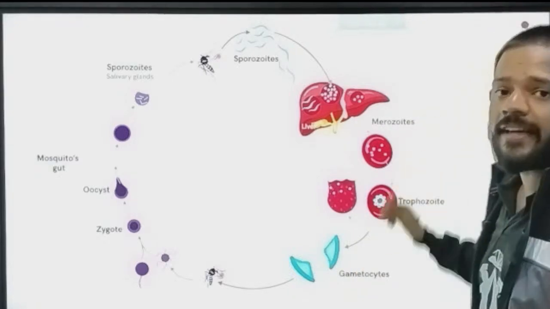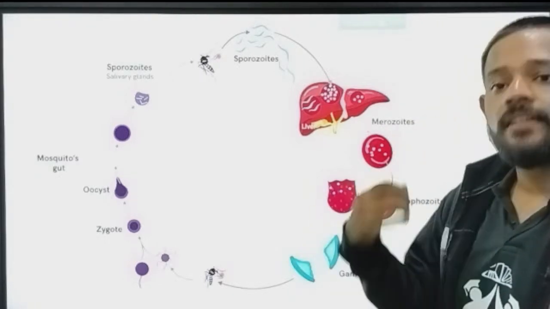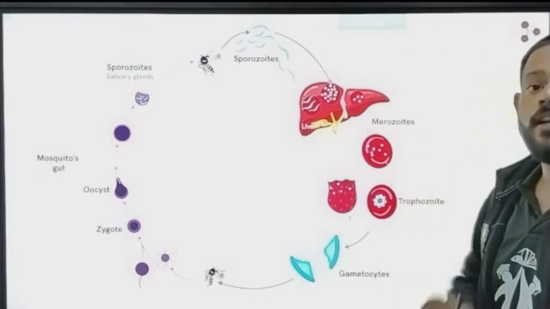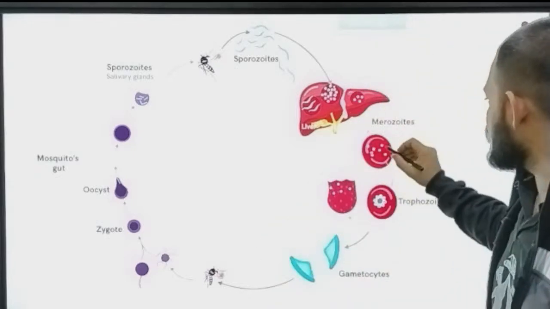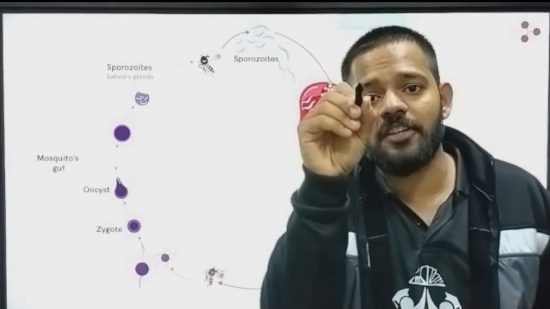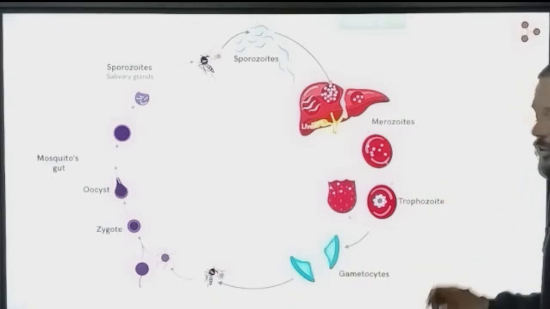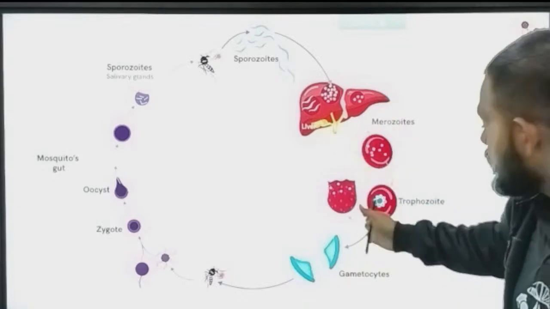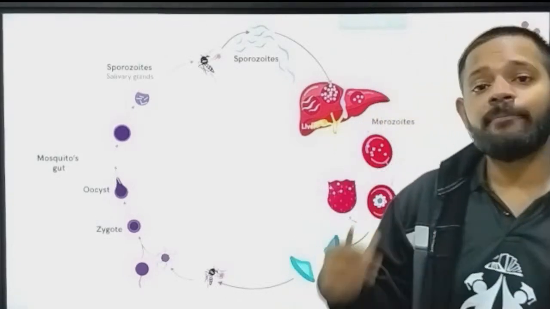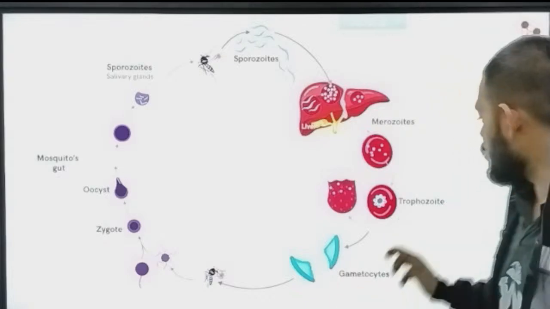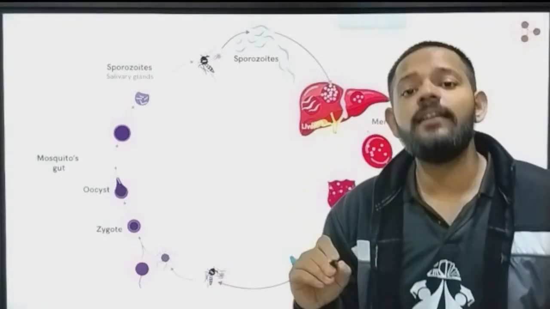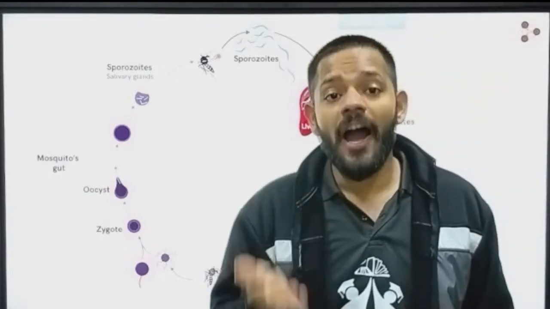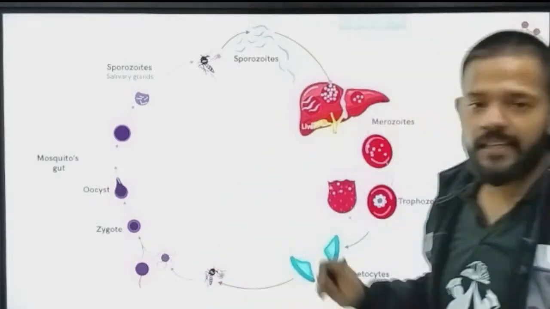Now these merozoites again do rapid replication inside the RBC and form a trophozoite, a ring-like structure. This means these merozoites come together and form a ring-like structure called a trophozoite. Now this trophozoite again does mitosis, that division, and increases its number inside the RBC, and due to that the RBC gets burst. At that time the trophozoites produce a toxin called hemozoin, which is responsible for the chills and high temperature during your malarial disease.